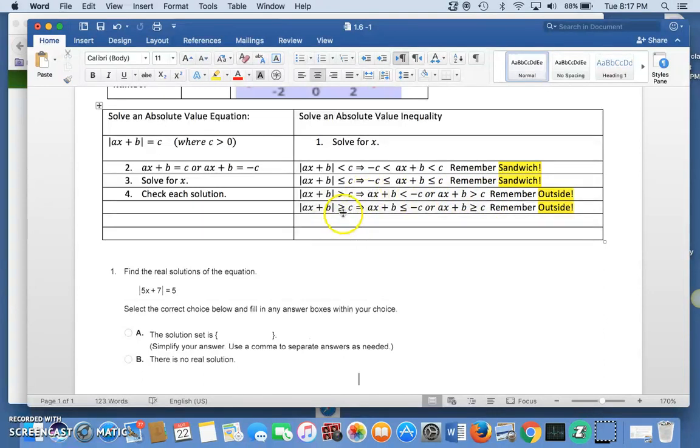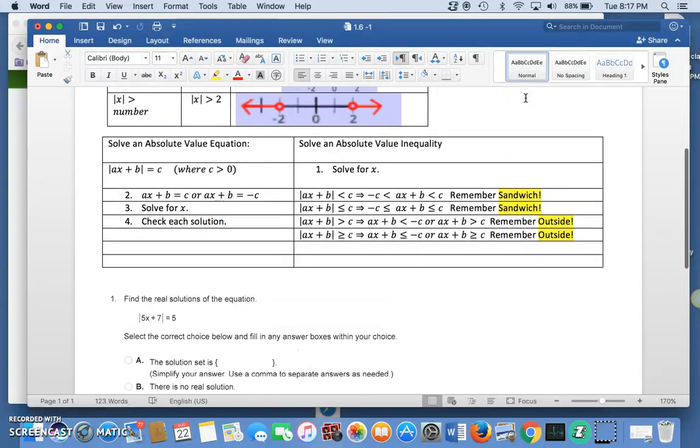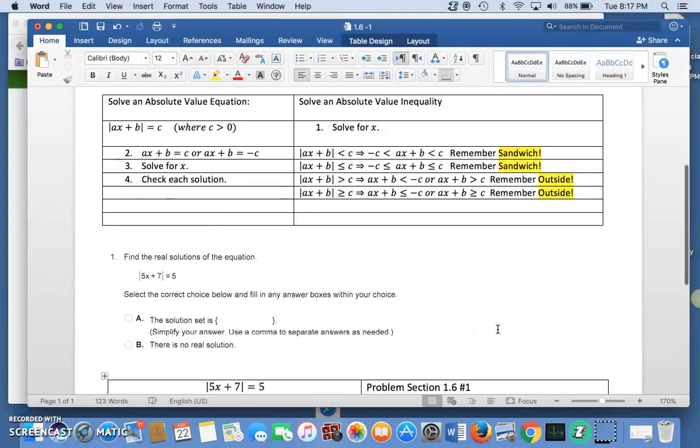Same thing true with greater than or equal to. You either got to be less than or equal to the negative C or greater than or equal to the C. Remember back up on this little chart up here, when we had greater than, we went outside; less than the negative, greater than the positive. Now, for a real problem.